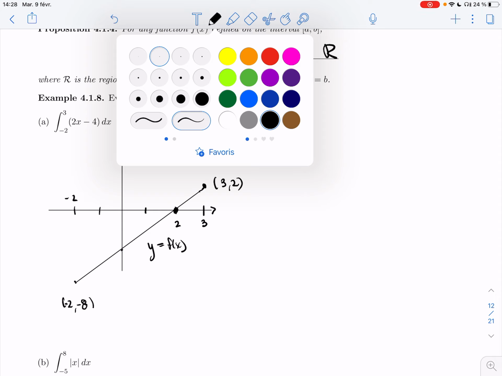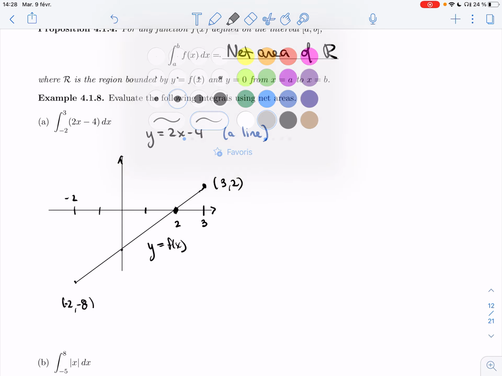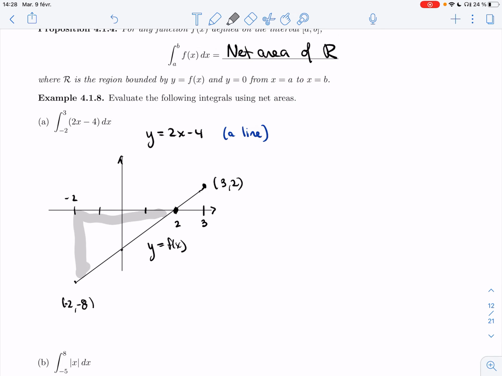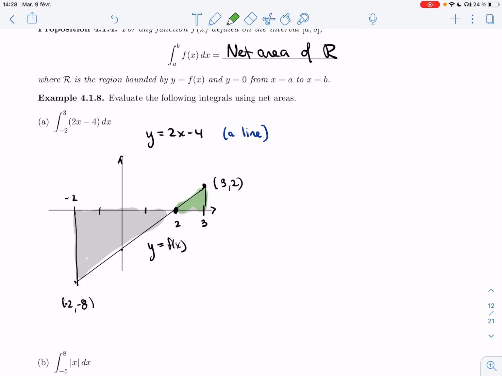And now we're ready to sketch the regions that we have. So we're going to look at this region R here, this part plus this part. Everything that's above the axis will be counted positively, so let me sketch it in green. Everything that's below the axis will be counted negatively, so let me put it in red.